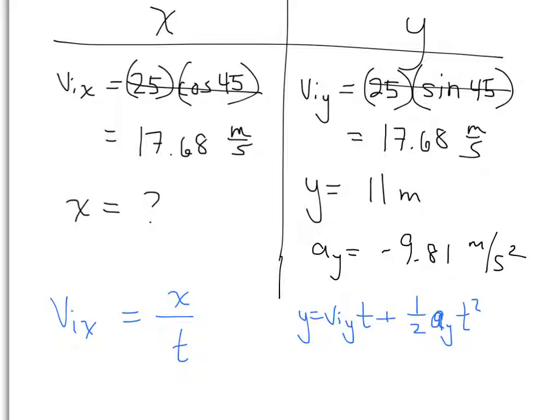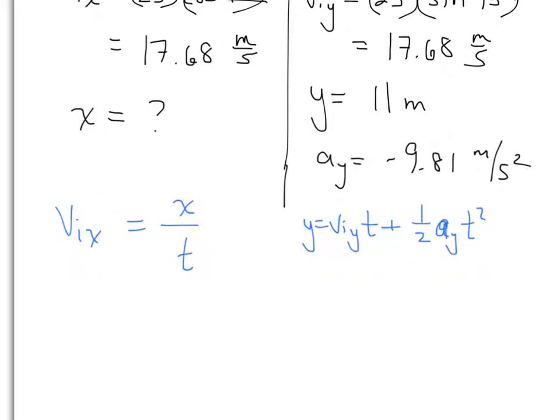Now, if you look at the y direction, we know everything except for time. But this is going to be a dreaded problem. Who knows why this will be a dreaded problem? What do we have to do to solve this? Think back to your quiz. Yeah, quadratic. There it is. t is here and t squared is here. This is a quadratic by nature. So let's take a look at it.